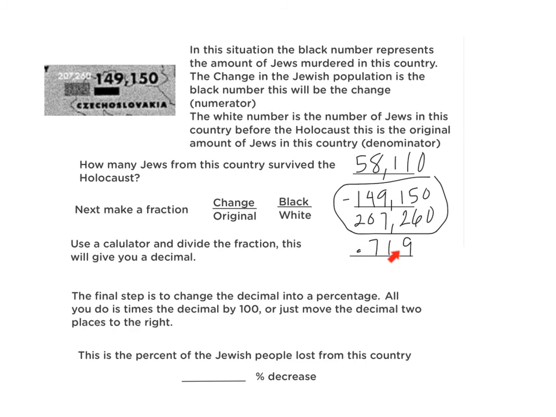And that would give us 71.9%. A 71.9% decrease. The Jewish population decreased in Czechoslovakia by almost 3/4, 71.9%.